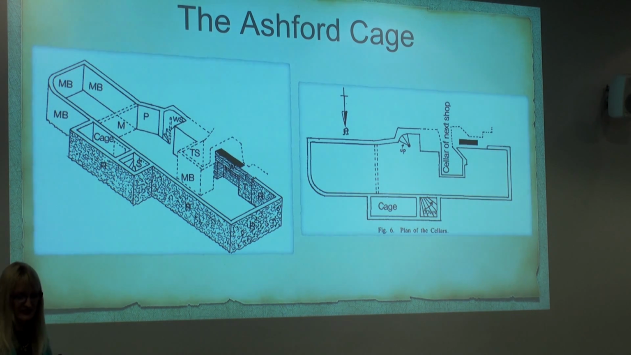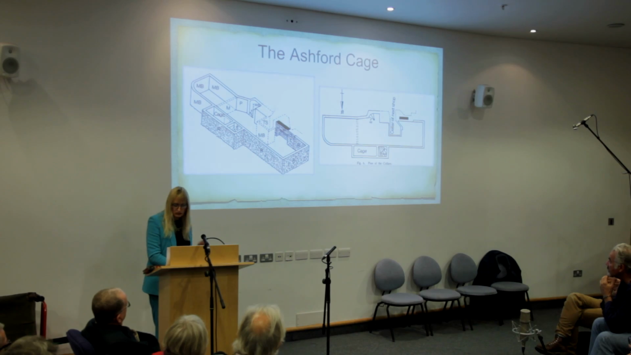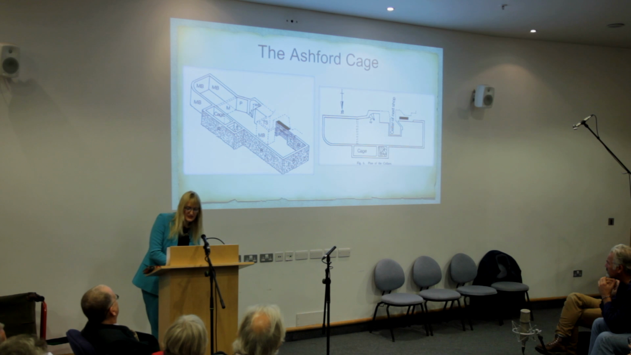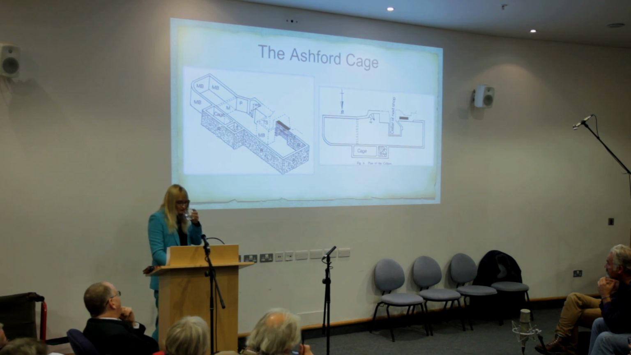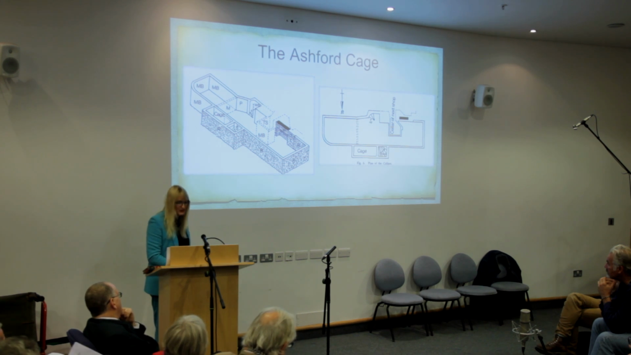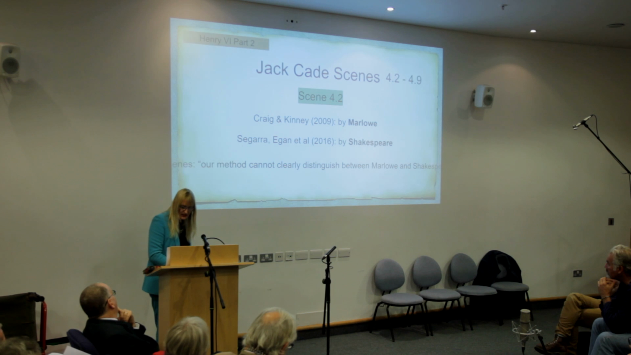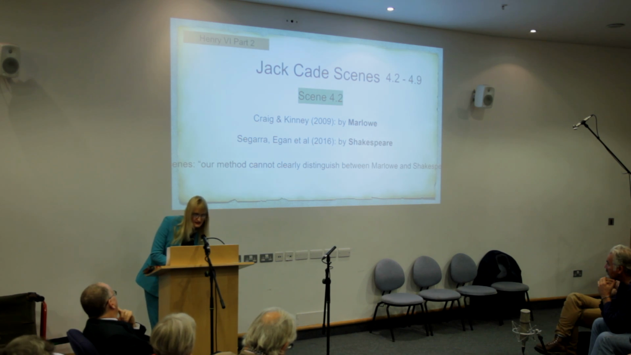Such specific local knowledge of the Ashford Cage, and the central figure, Jack Cade, transformed into a man from Ashford in Kent, quite at odds with the sources, points towards Marlowe as the author of this particular scene, in line with Craig and Kinney's function word tests. And we really must question any methodology that says otherwise. I'm going to wrap up with a summary of some of the problems with the stylometric methods we've been looking at.